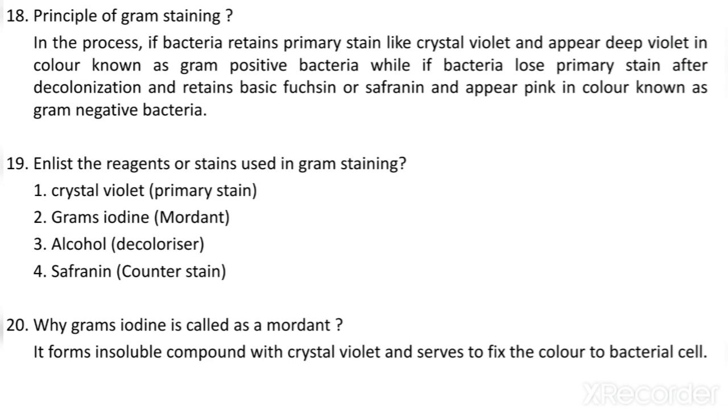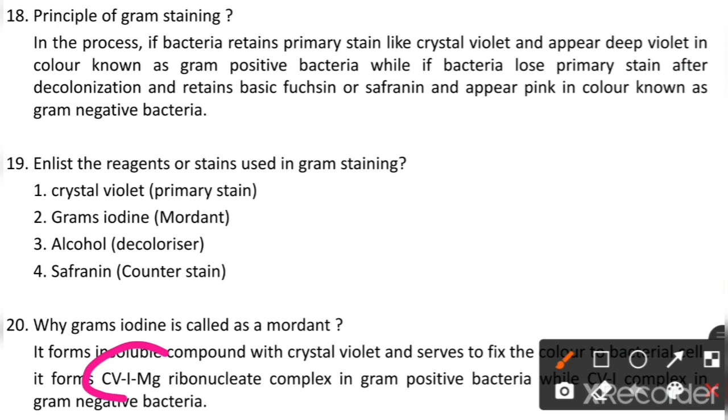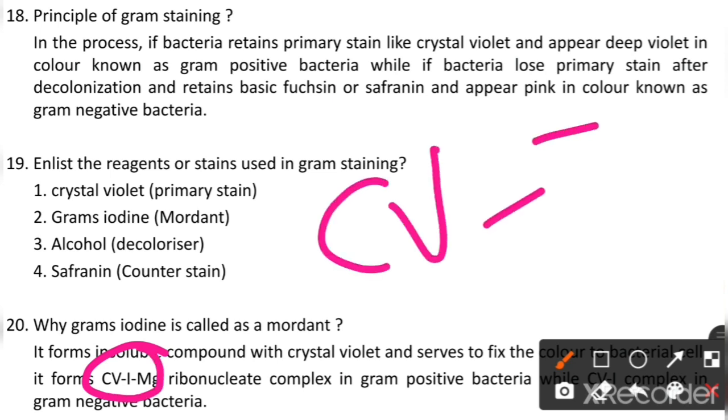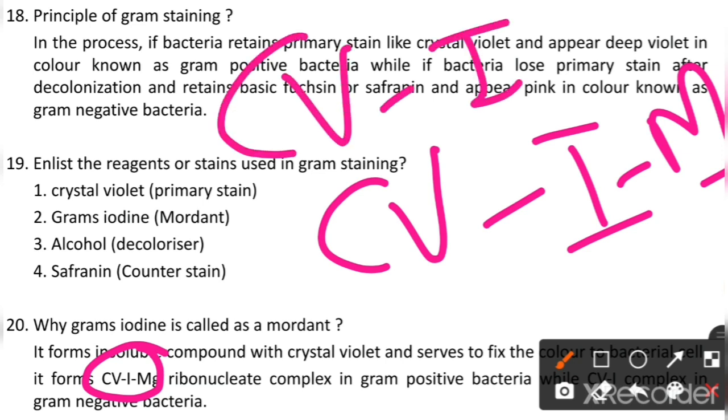So it is called a mordant because it forms an insoluble compound with the crystal violet and serves to fix the color to the bacterial cell. And it forms the CVI complex. What does it form? The CVI complex, crystal violet and iodine, and Mg ribonuclease complex in gram positive bacteria, while only CVI in the gram negative bacteria.